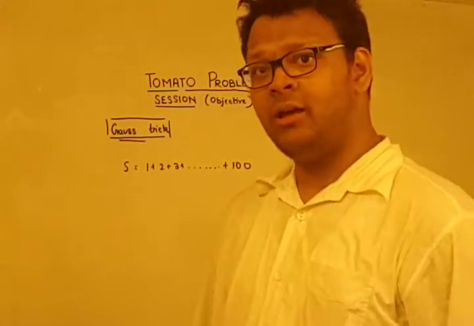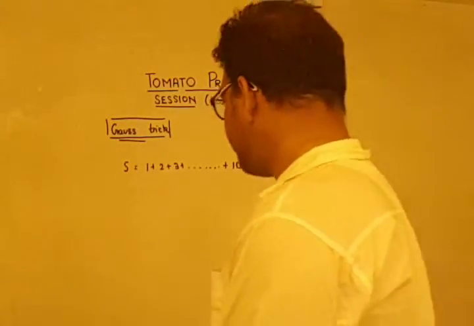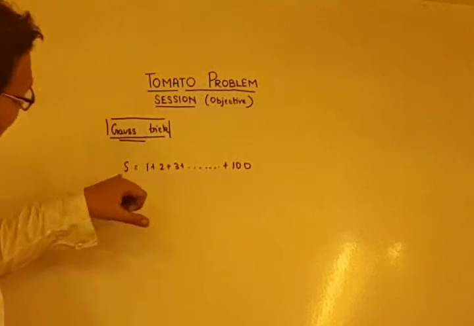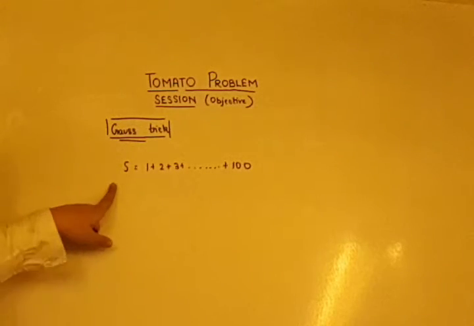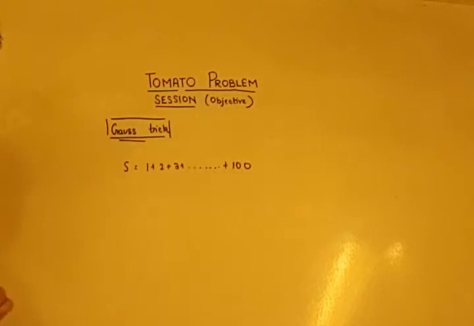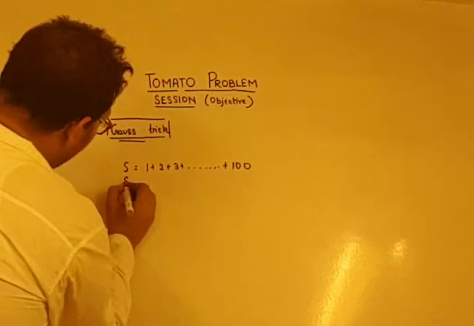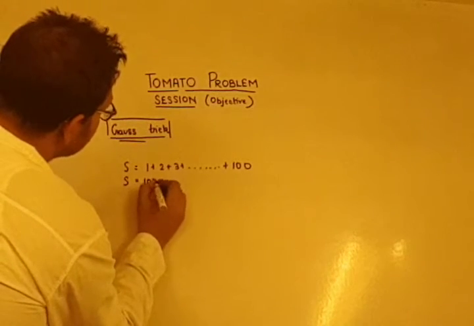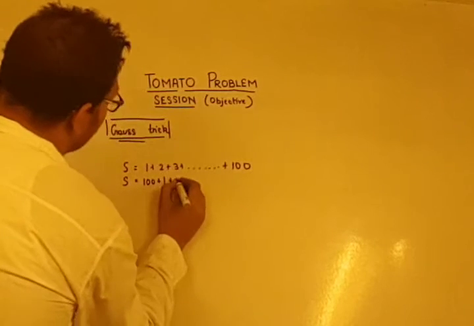A bright boy, on the other hand, said: let S be this expression. So this is S. What if I write S in reverse form? This is because addition, we know, is commutative.